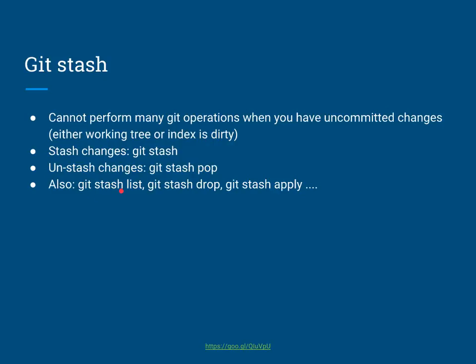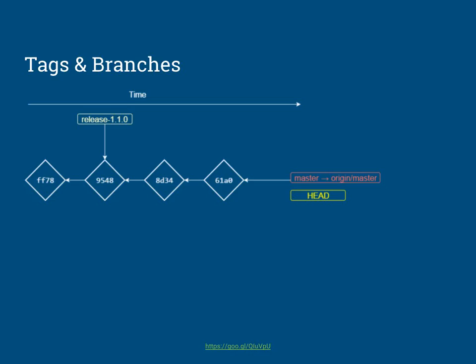There's also some other commands. You can look into the help of git stash to read what they do, but this is a quick and dirty way to make sure that your working tree is clean before you do things like switching branches and stuff like that, or merging. So to go into the content of today, I'm going to have to go over the model that Git uses under the hood.